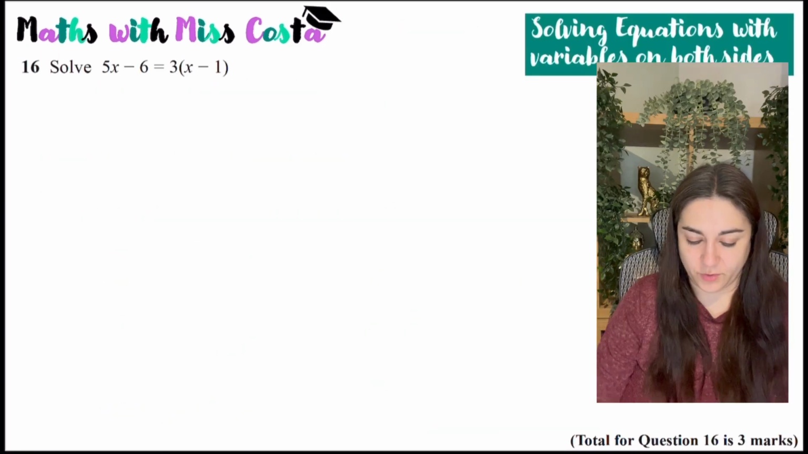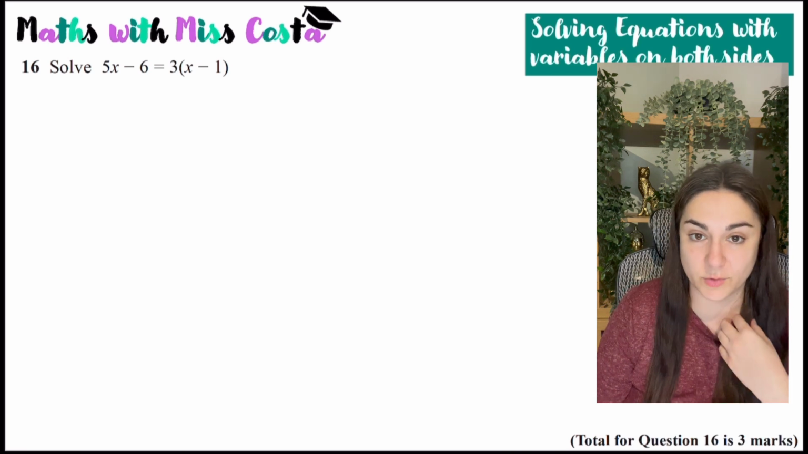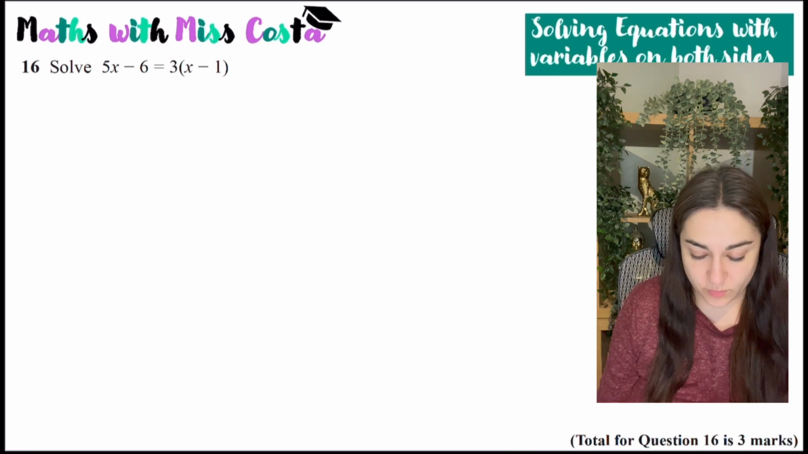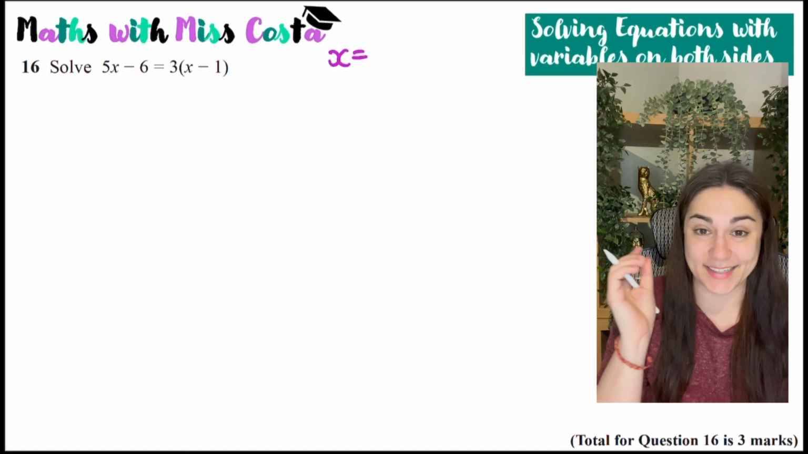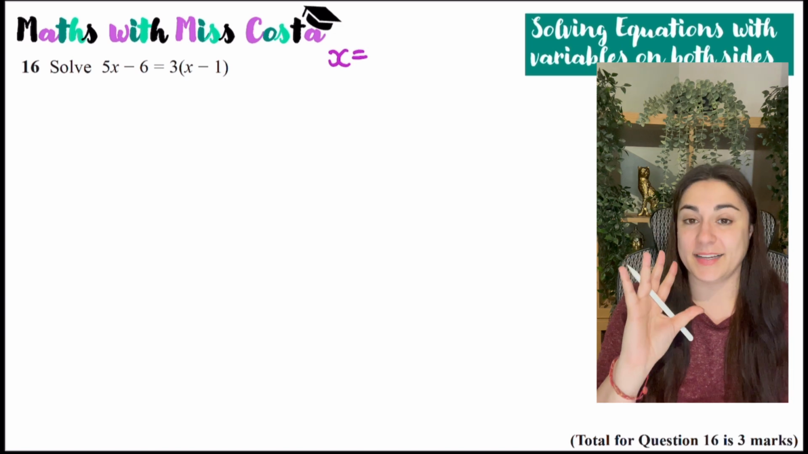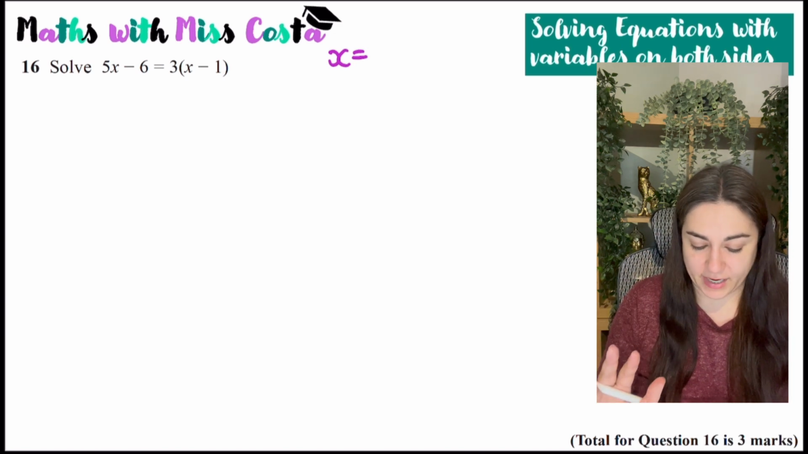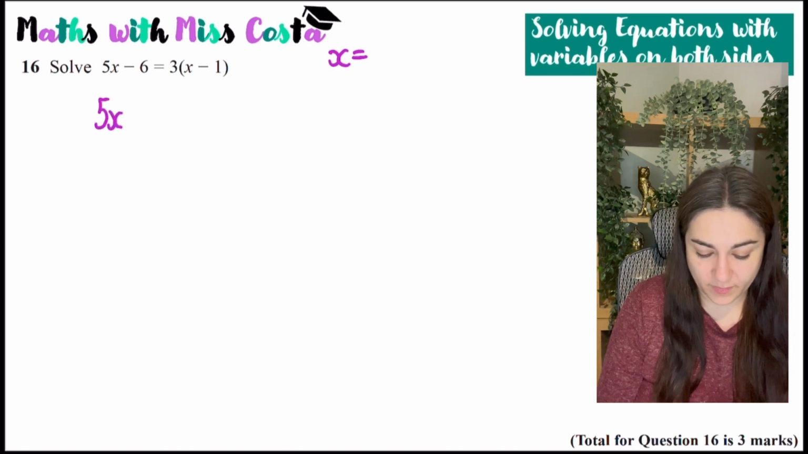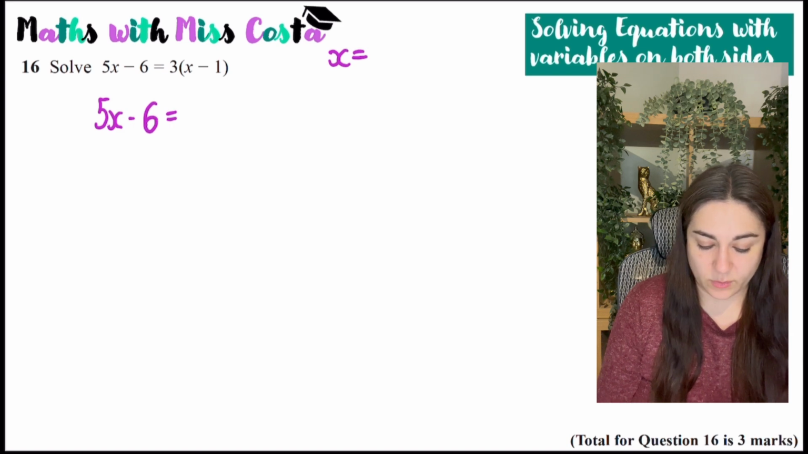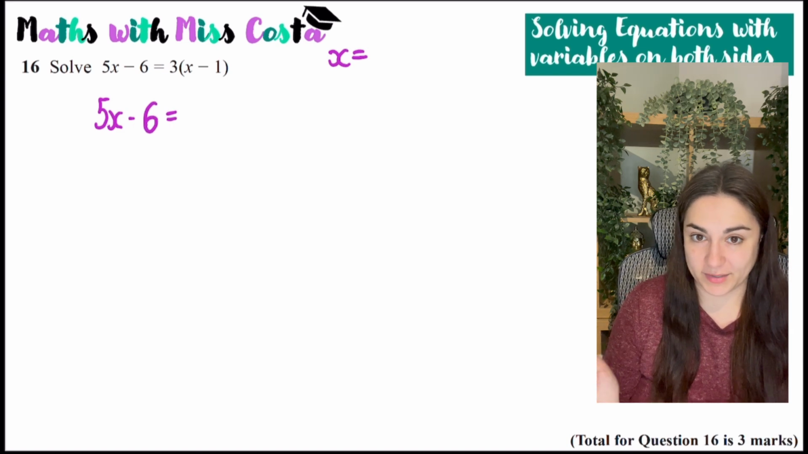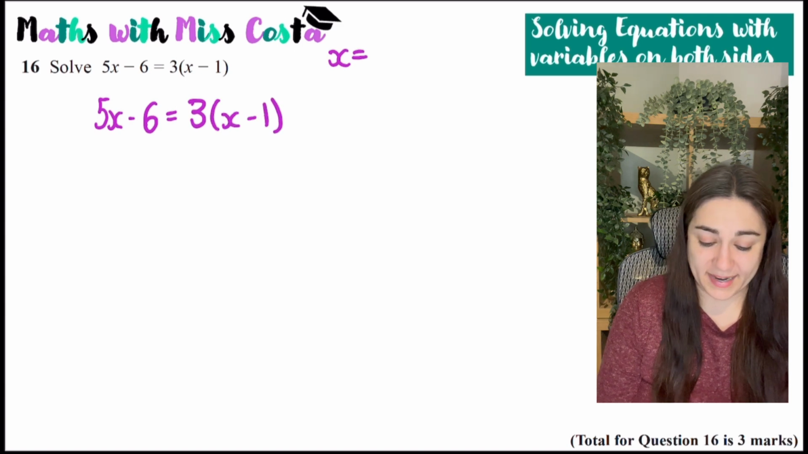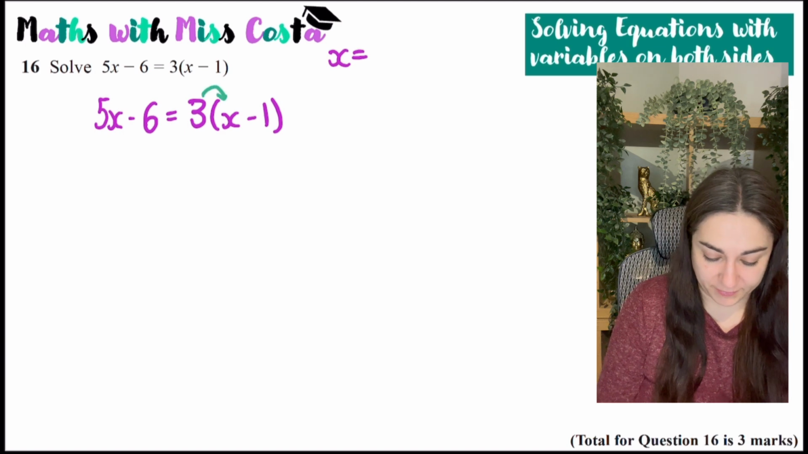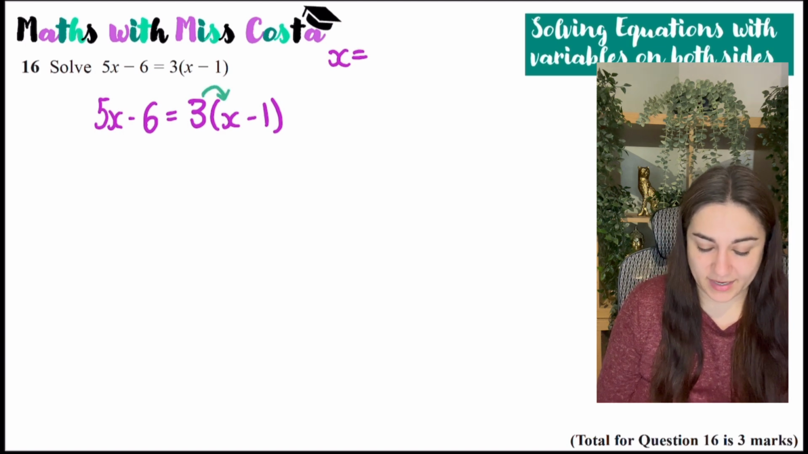Okay, now I have got a double-sided equation. So I'm solving. Solve means find the value of x. So basically get to the place where x is on its own on one side of the equation. There's lots of ways we can do this, but let's have a look at what's going on. So you've got 5x take away 6 equals 3 brackets x minus 1. So the best way to do this, if you see brackets and you've got a complicated algebraic expression, is to expand the brackets first. So how do you expand a bracket? You multiply the number on the outside by each term on the inside.